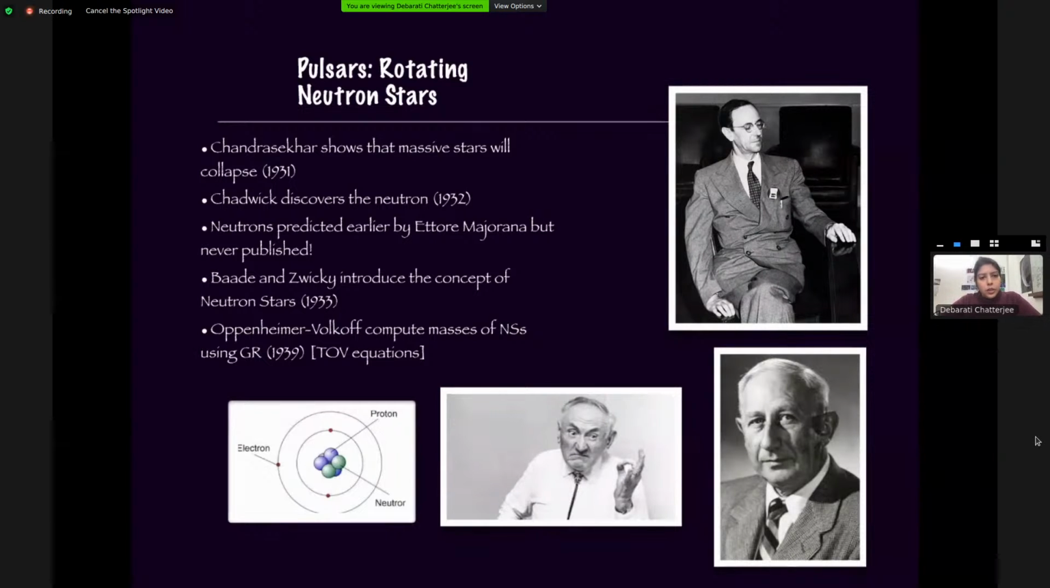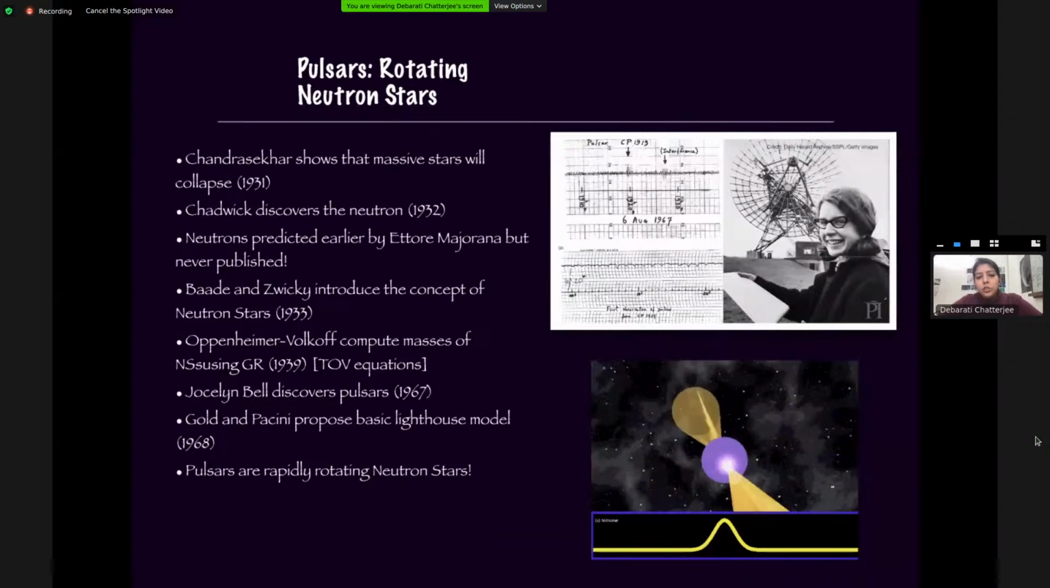In 1931, Chandrasekhar had already shown that massive stars may collapse, and in 1932, Chadwick discovered the neutron. However, neutrons were already predicted earlier by Majorana, but these were not published. Baade and Zwicky then introduced the concept of neutron stars, comprising these neutrons, in 1933. Then Oppenheimer-Volkoff computed the structure of neutron stars using general relativity, in 1939. After this, Jocelyn Bell discovered pulsars, in 1967.